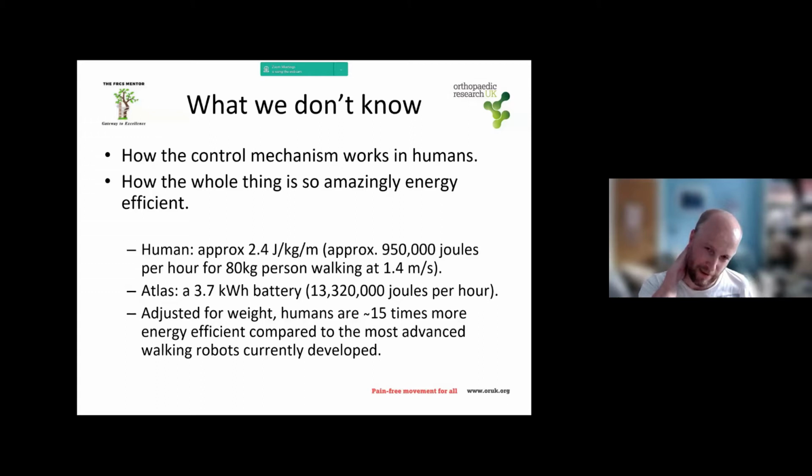And again, just to put that into a real world example, imagine those of you who have Teslas, about 300 miles on a charge. If Tesla's batteries were as efficient as humans, you'd go 5,000 miles on a charge. So there's a big gulf in understanding between robotic walking, if you like, and human walking.